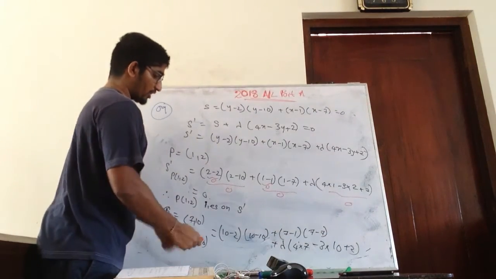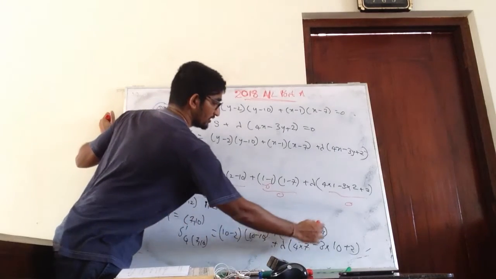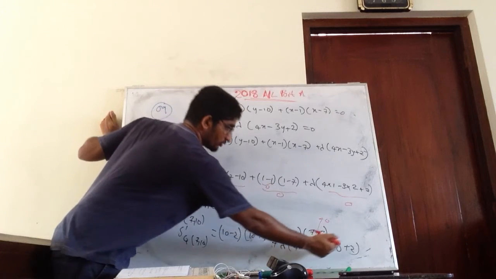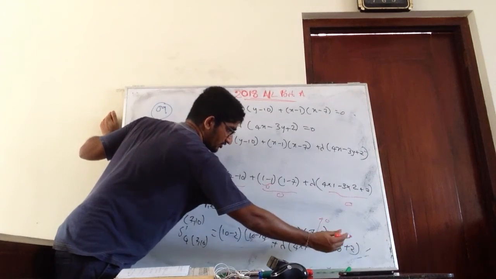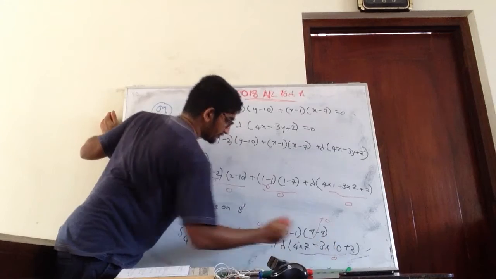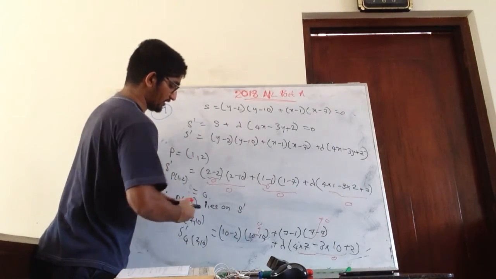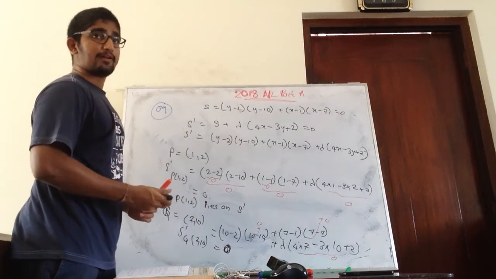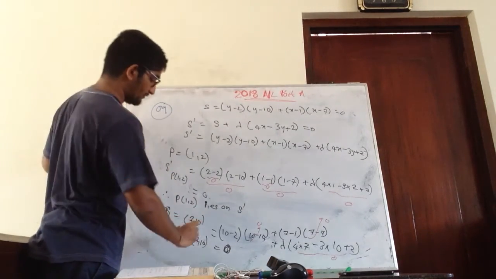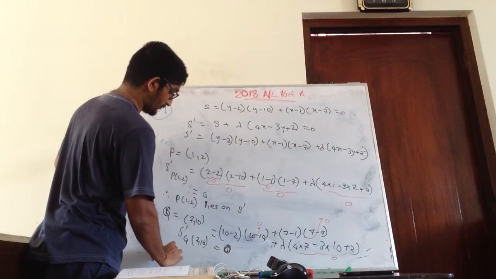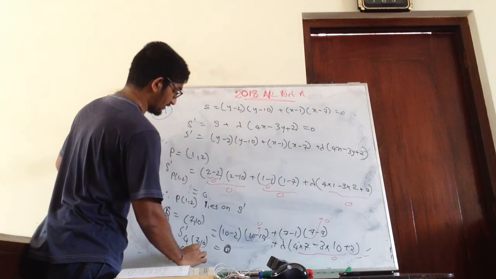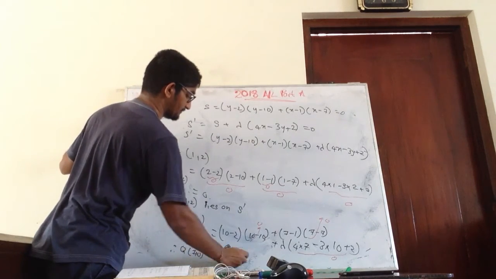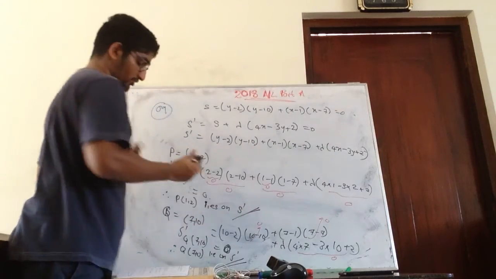Correct now? So now this part will become 0, this part will become 0. So this part will be 0. This is going to be 4 times 7, which is 28. 28 plus 2 is 30. 30 minus 30 is going to be 0. So this will also be equal to 0. Right? Because of that, we can say therefore Q 7, 10 lies on this one. So that is also done.